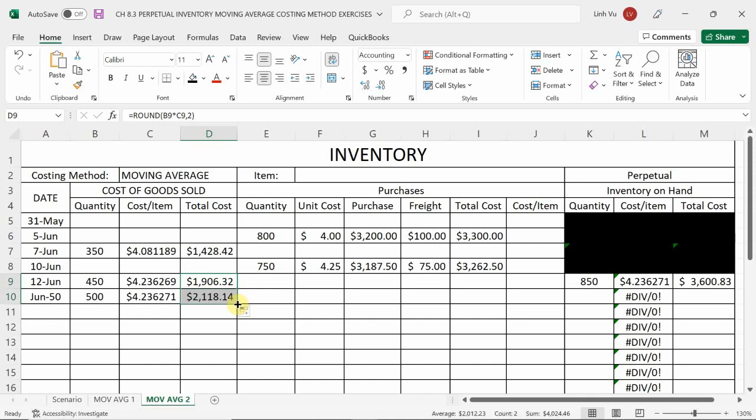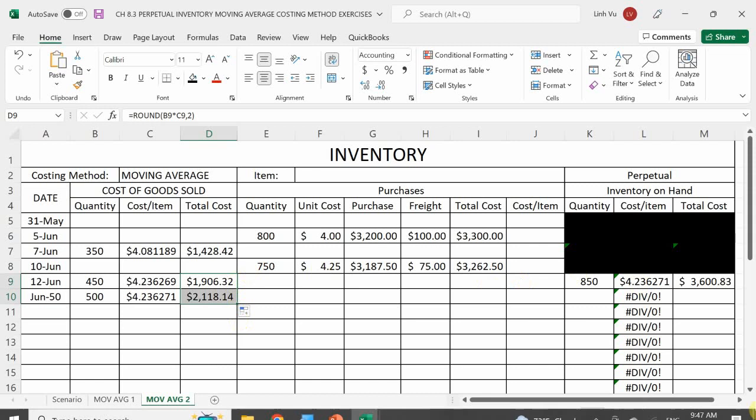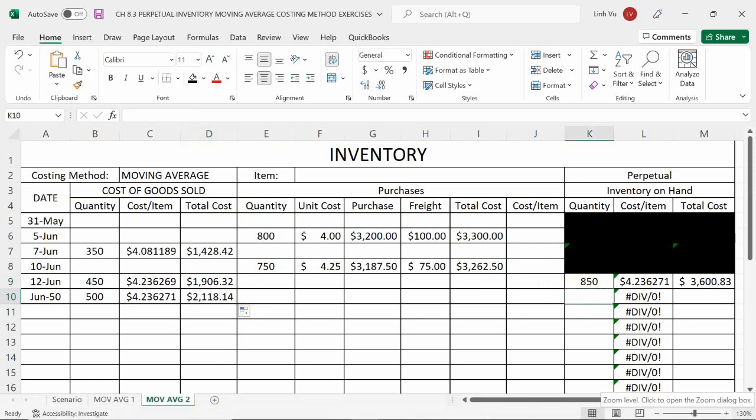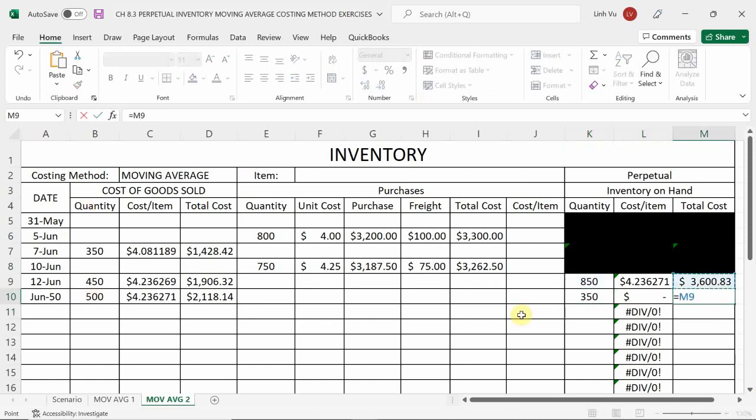$2,118.36. Oh, 14. Oh, I only did 5 numbers again, I think. It's 300. 350. It's okay, don't worry about it. 82.69. Oh, good, I got that one.